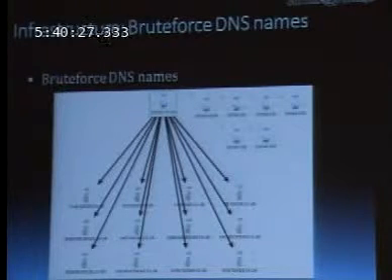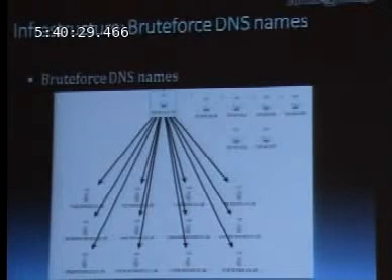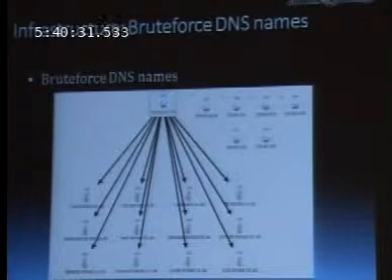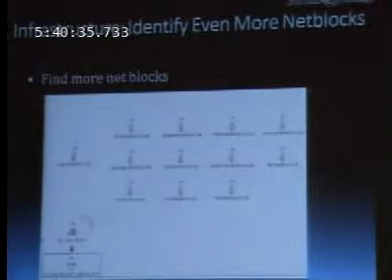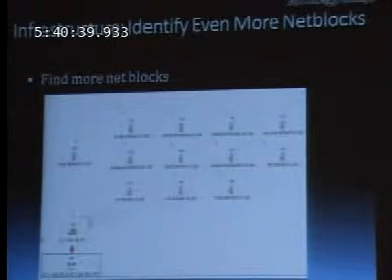You can use it to brute force DNS names. You can basically throw a dictionary attack at Maltego, and it will start to look for common DNS names. We can turn those into net blocks, and then once you have other net blocks, you can say, hey, for every class C, I want you to do the reverse lookups and show me everything that's in those class Cs.